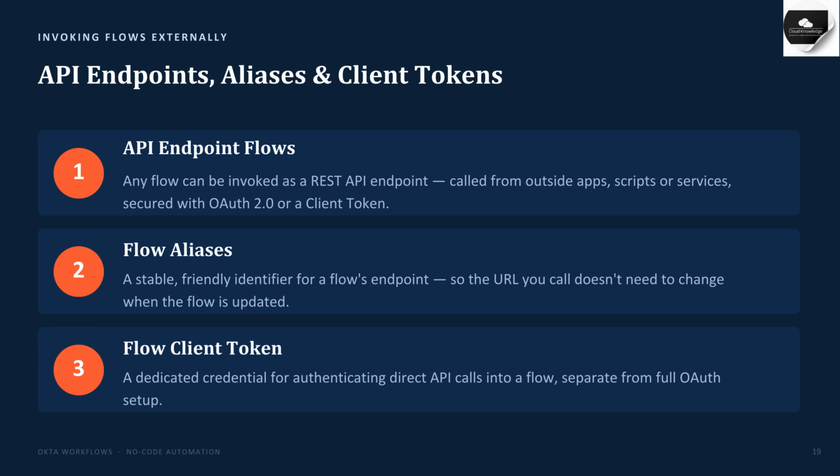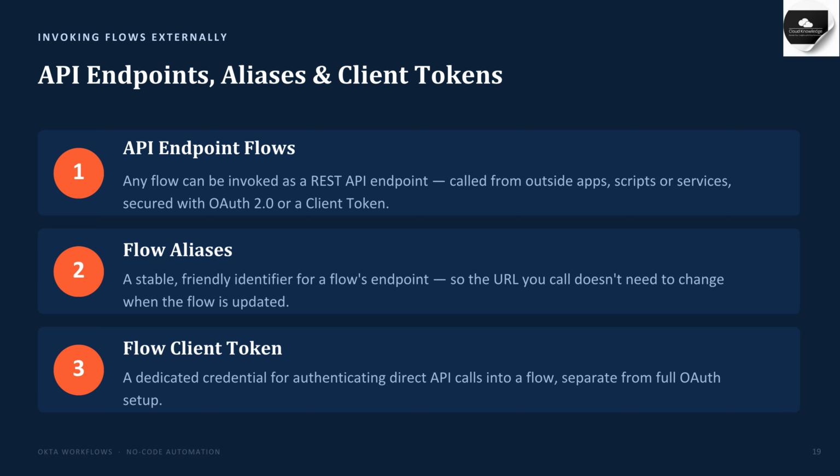Last technical piece. How do you call a Workflows flow from outside Workflows entirely? Three concepts. API endpoint flows. Any flow can be invoked as a REST API endpoint, called from outside apps, scripts, or services, secured with OAuth 2.0 or a client token.